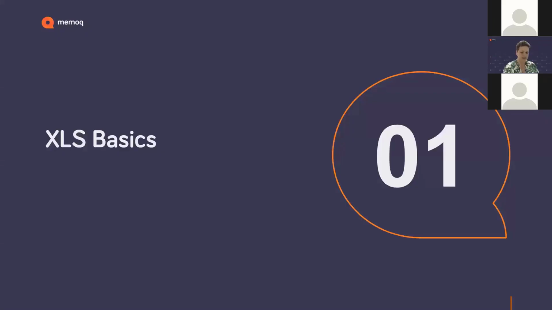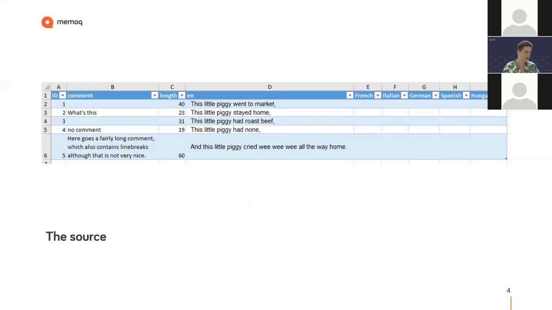XL basics. So where we start from is that we have such a translatable, where we have the actual source text, which has to be translated into 5 different languages, but we also have some ID for the rows, some comments for some of the rows, and we also have a length restriction.